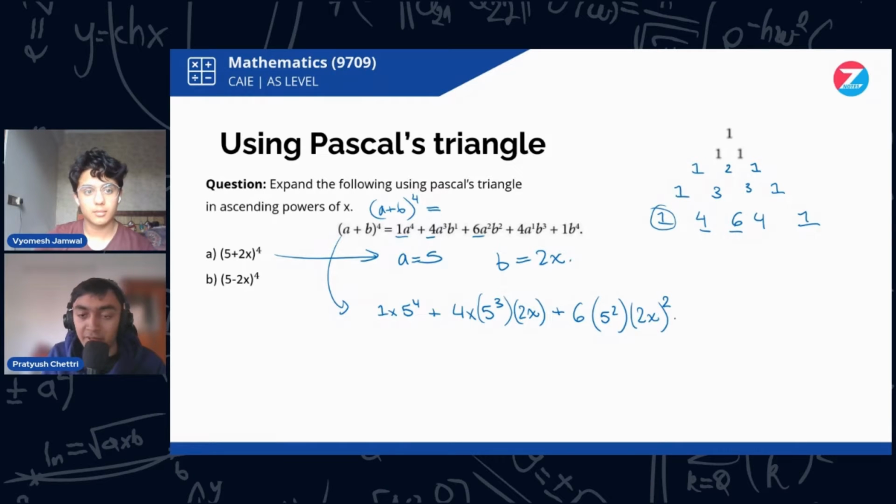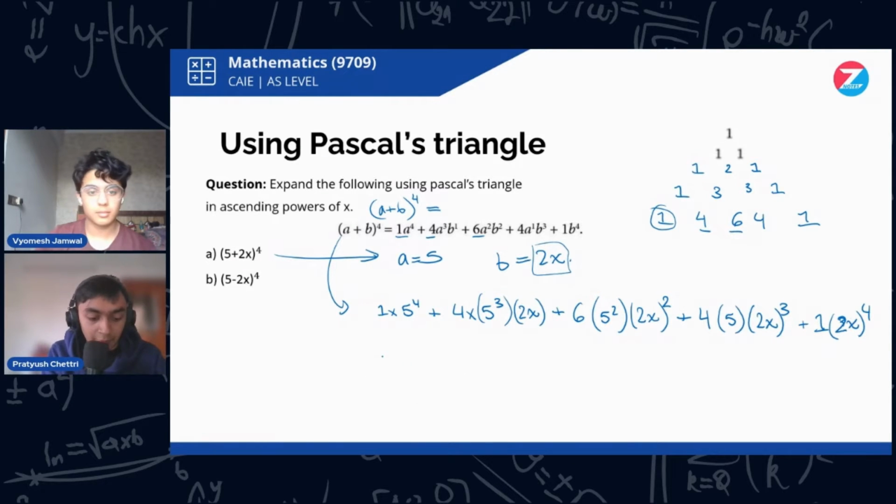This is an important part. Some people miss out, and they only put the power on the 2. But since b is all of this, we need to put the power on all of that. And then we continue along merrily. (2x) cubed. Then we put 1, and then it's just b to the power 4, so x to the power 4. Now we can simplify this down a bit.